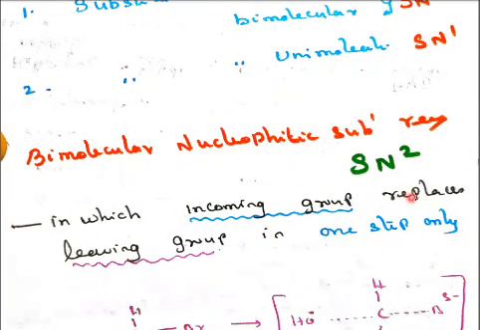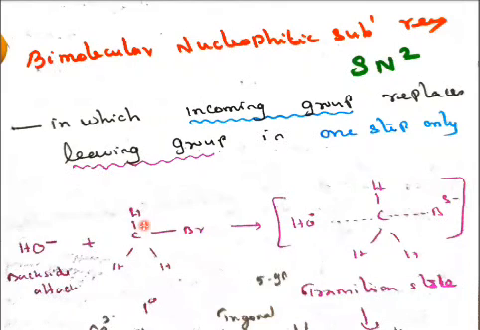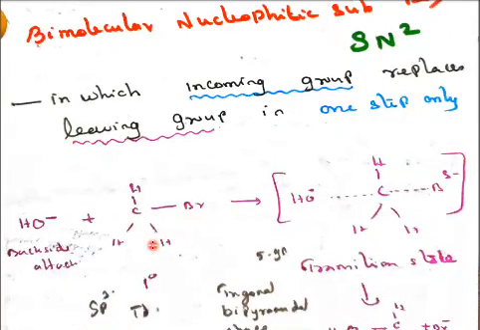The reaction in which the incoming group replaces the leaving group in only one step is called an SN2 reaction. Here we have taken methyl chloride. Methyl chloride is a primary alkyl halide. So here the strong nucleophile OH minus is going to attack from the backside.